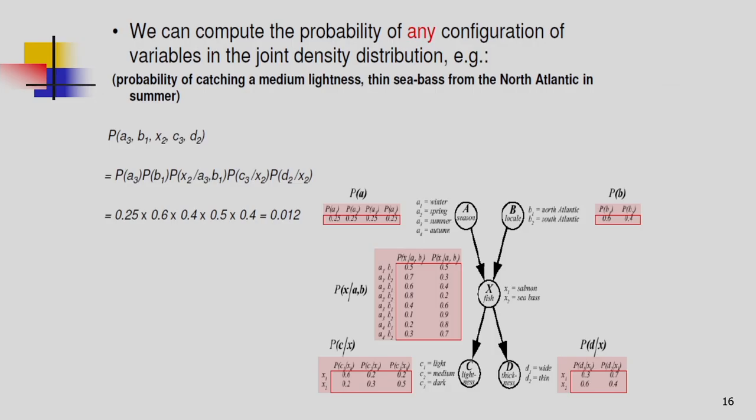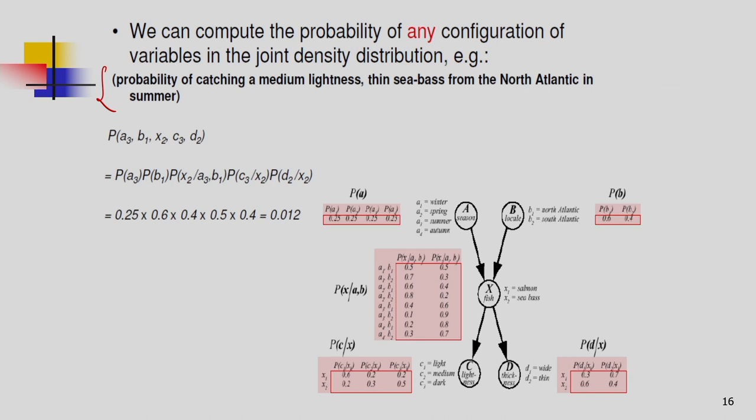So now come to this problem. The problem is the classification of the fish by the belief network. We can compute the probability of any configuration of the variables in the joint density distribution. So suppose this is the problem: the probability of catching a medium lightness thin sea bass from the North Atlantic in summer. Corresponding to this, what is the probability I can determine?